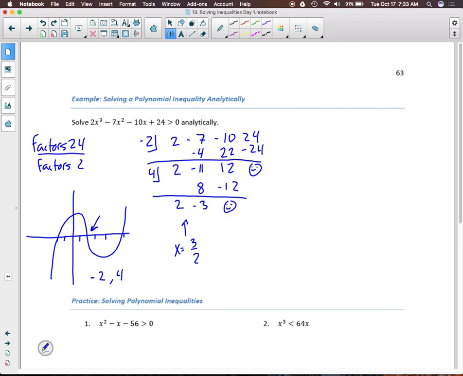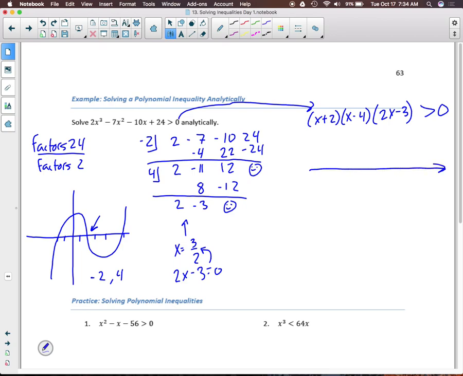Now that I have those, I actually want to rewrite this original thing in its factored form. So I want to do the linear factorization of it. I'm going to have x plus 2, x minus 4, and then to make sure I have this leading coefficient, I'm going to do this one as 2x minus 3. So I'm turning this one into 2x minus 3, and then that has to be greater than or equal to 0.